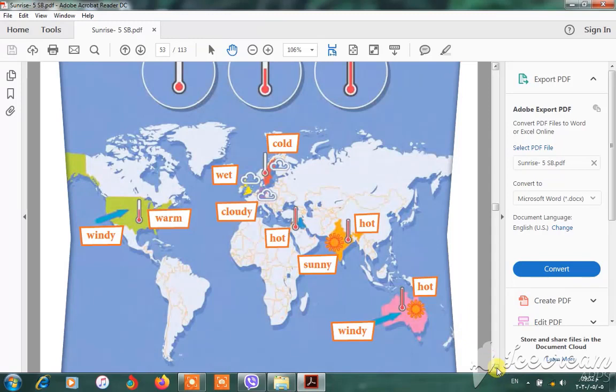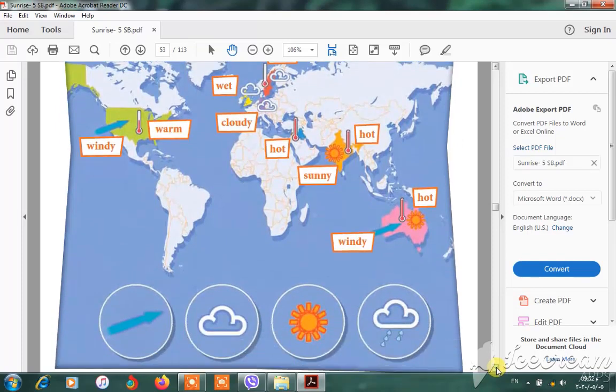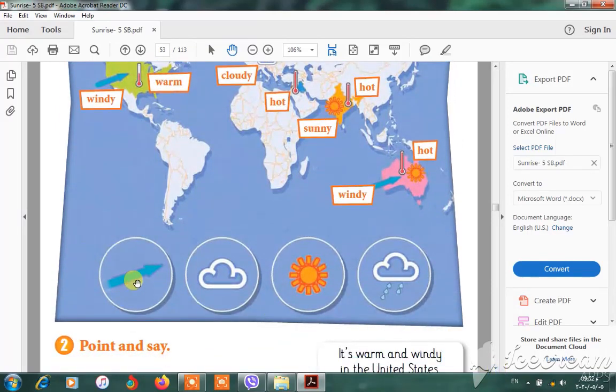Okay, children, that's about weather. There are different types of weather. Don't forget, if you look at this picture, because it's a direction, it means windy. This cloud means cloudy. If you have this sun, it means sunny. The weather is sunny. And if you look at this rain, it means wet, rainy.